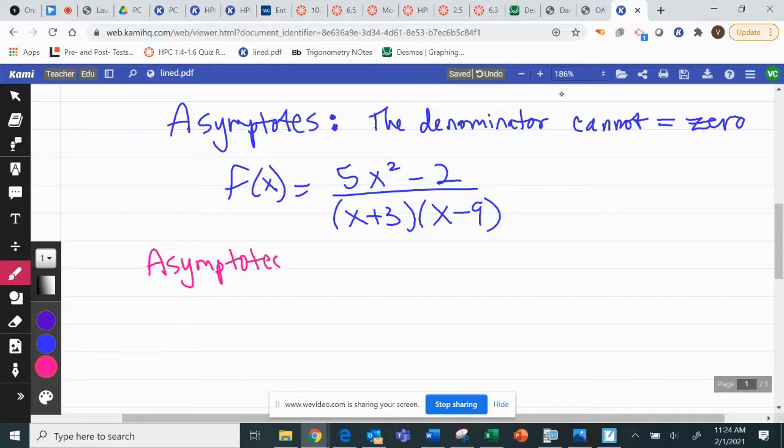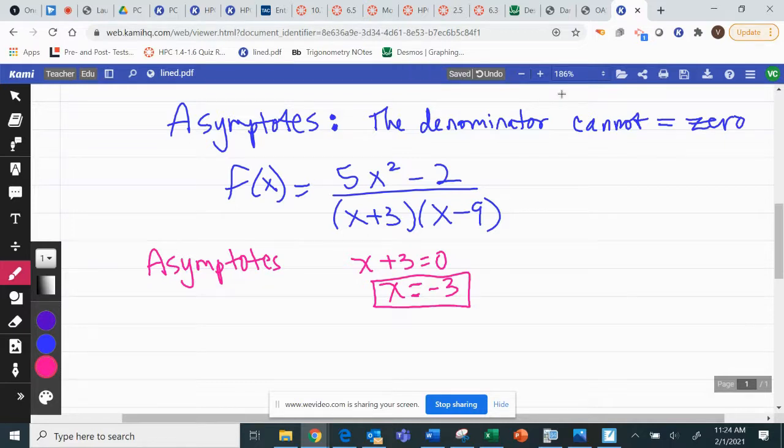I hear you. So if I say x plus 3 is equal to 0, and I solve that for x, I get x equals -3. So if x equals -3, that makes the denominator equal to 0, and we can't have that happen. So this would be an asymptote.